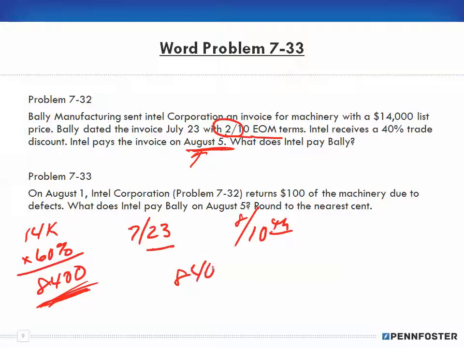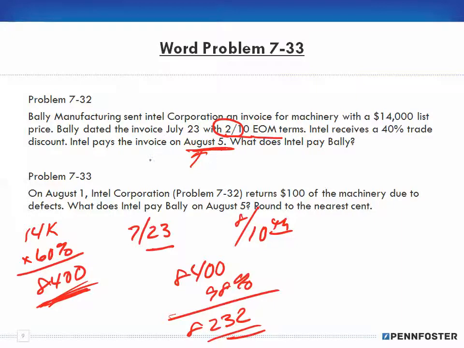If we have 8,400 and then take the 2%, the inverse of that is 98%. So 8,400 times 98% is $8,232, which is how much Intel is going to pay Bally on August 5th.